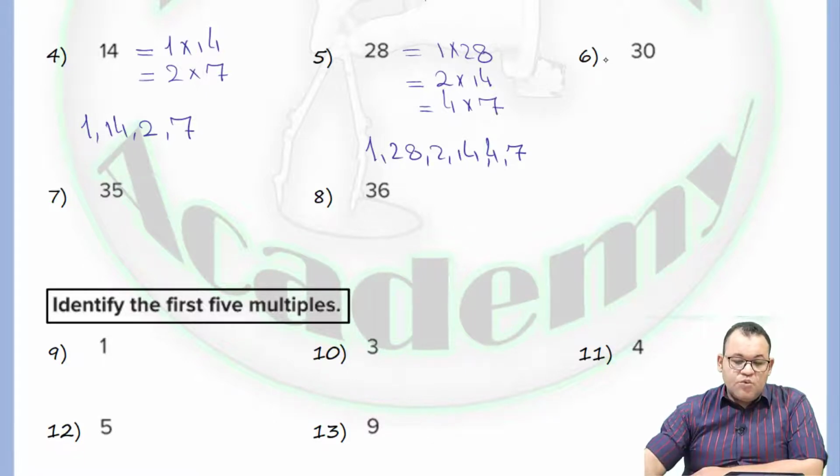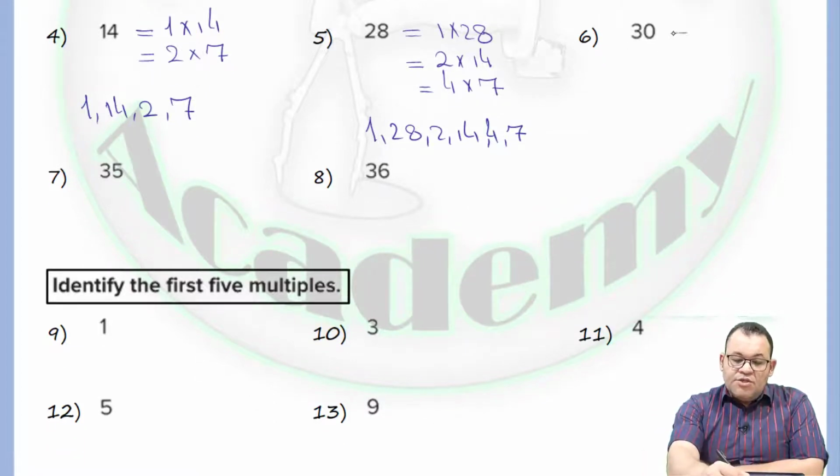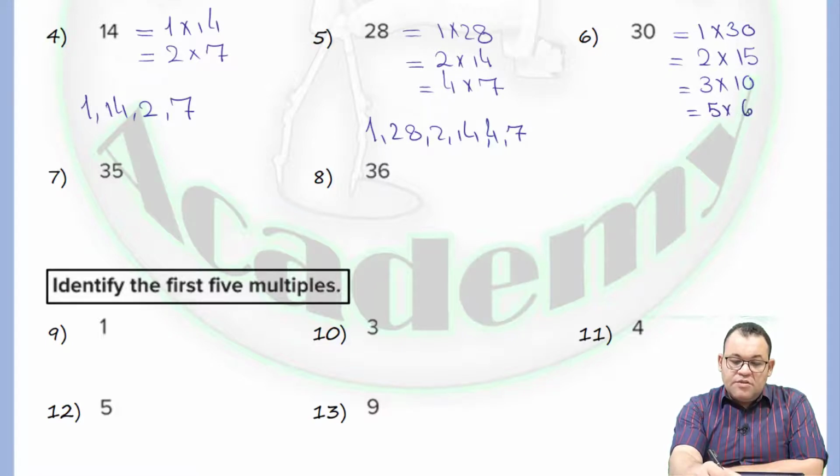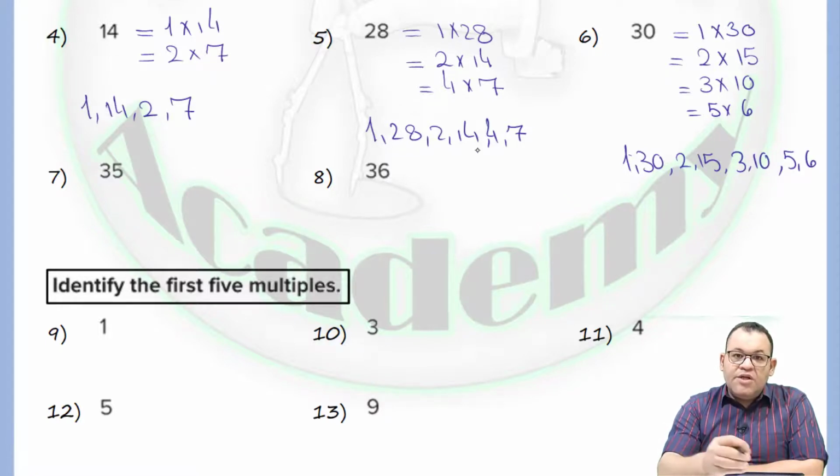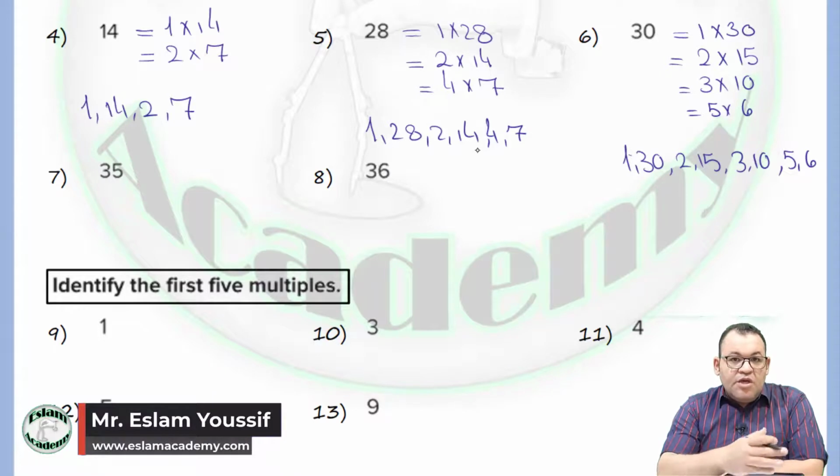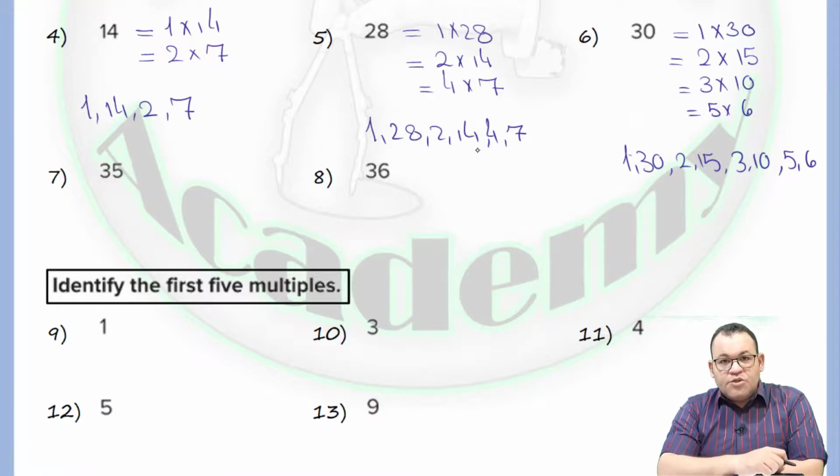In question number 6, we need the factors of 30. As we said before, I will start with 1 multiplied by 30. And also we have 2 multiplied by 15, 3 multiplied by 10, and 5 times 6. So we can say that the factors of 30 are 1 and 30, 2 and 15, 3 and 10, 5 and 6. All of the solutions that we have now depend on memorizing the times table. So be careful memorizing the times table. The times table is important for solving all of this type of questions.